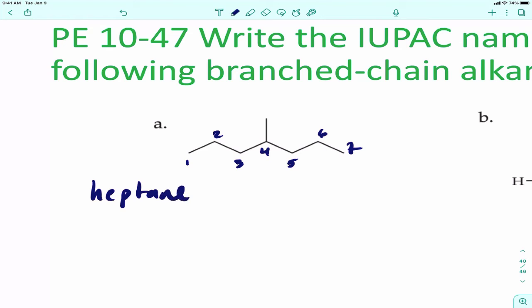Okay. Now we've got to identify a substituent. It looks like on carbon 4 you've got that substituent. Now we've got to number this carbon chain so that the group gets the lowest number possible. But for this molecule, it doesn't matter if we number from the left or from the right, it's still going to be carbon 4. So this substituent has 1 carbon on carbon 4, and 1 carbon is known as methyl.